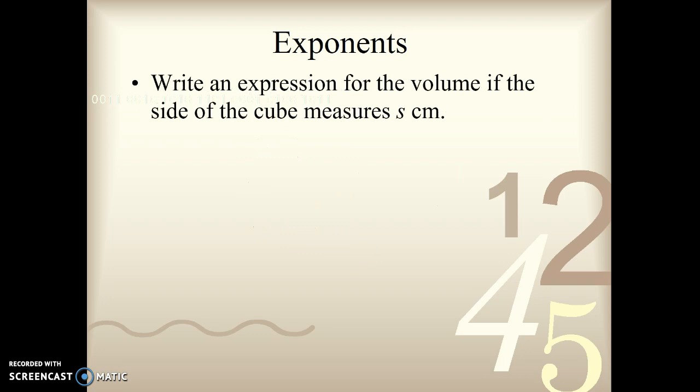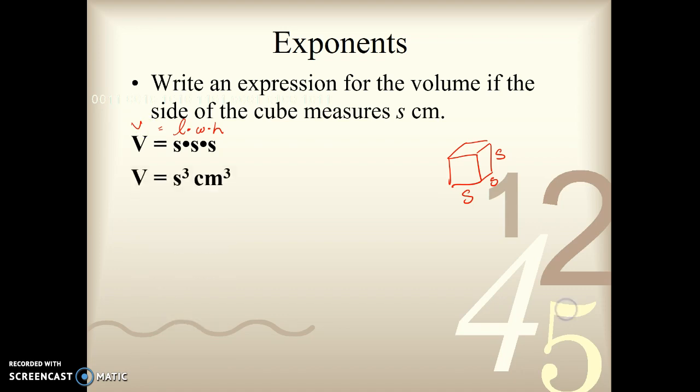Now we're going to write an expression for the volume of a cube that measures s centimeters on a side. So again, here's what that looks like. It measures s centimeters here, s centimeters there, and s centimeters there. Let's see what that looks like. Volume is going to equal, you know what, I should have my length times width times height up there. But now it's going to equal s centimeters on all sides.